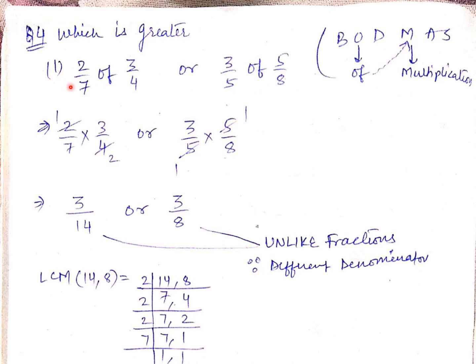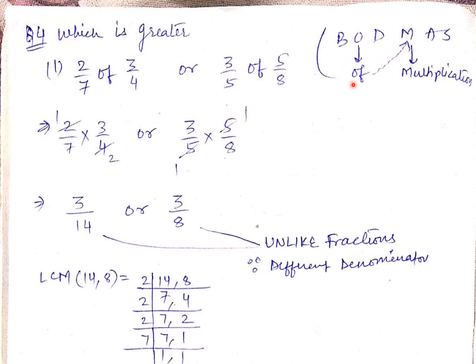We have to compare, the first part is 2 by 7 of 3 by 4 or 3 by 5 of 5 by 8. So this is the first number that we have to find, and we have to compare this number with this thing. Now what is of? Very simple. In BODMAS, first B is bracket, O is of, D is division, M is multiplication, A is addition, and S is subtraction. These are all according to their priority, where bracket has the maximum priority and subtraction has the minimum priority.